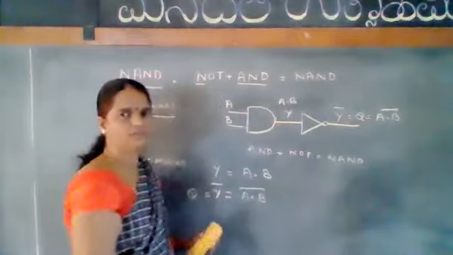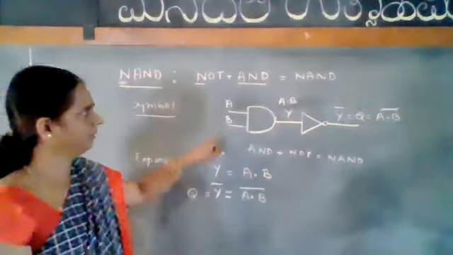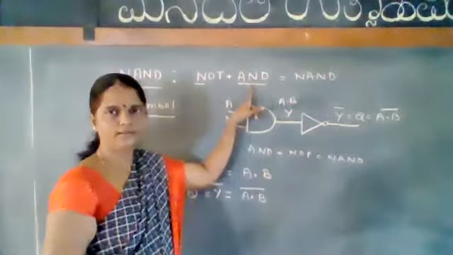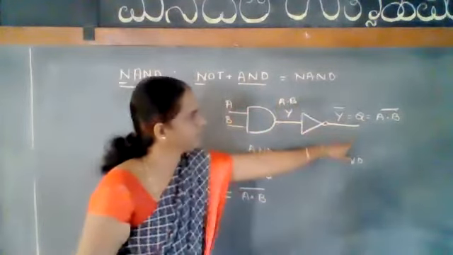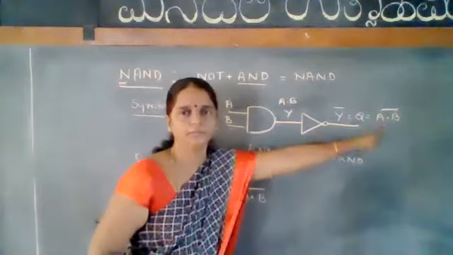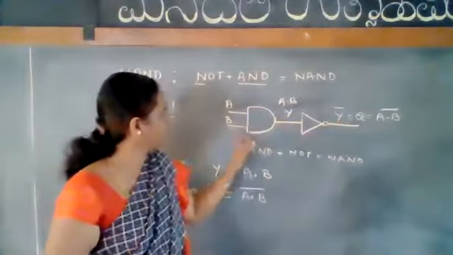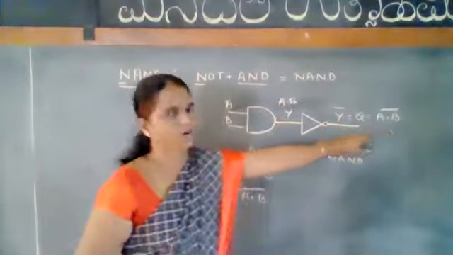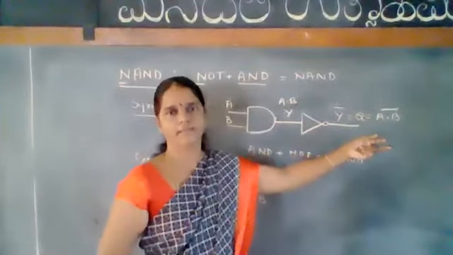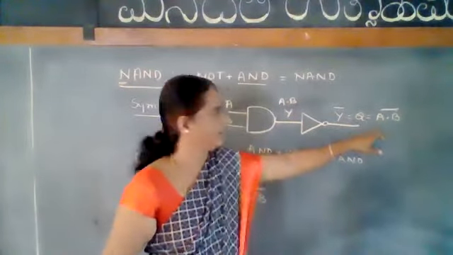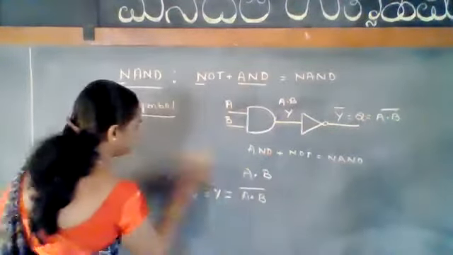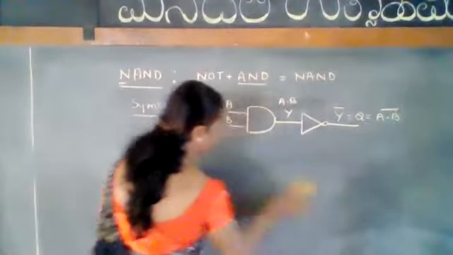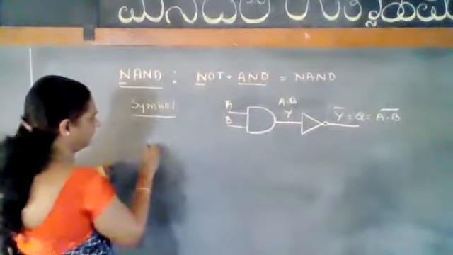Now let us write the truth table for this. What we have to remember? AND is A dot B. It is inverted, so it becomes A dot B complement. So therefore, the output of NAND gate is the complement of AND gate, that is A dot B complement. So how to write the truth table for this?